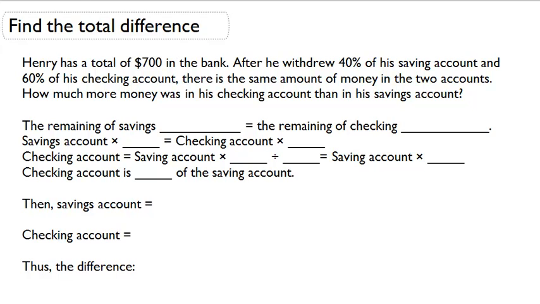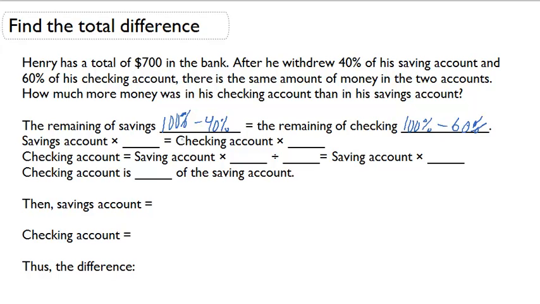Let's start this problem off by doing a comparison between the remaining of his savings and the remaining of his checking. The remaining of savings, if he started off with 100%, he's now subtracting out 40%. That has to be equal to the remaining of his checking, which, if he started off with 100% of his checking, he's now subtracting out 60%.